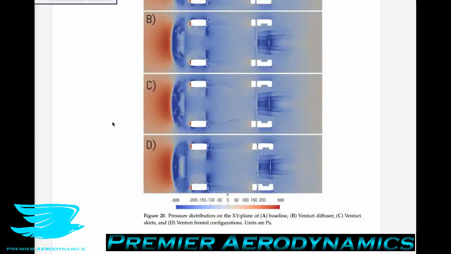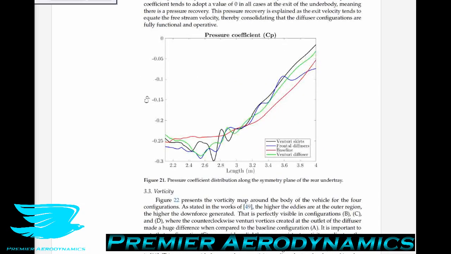So moving on, figure 21 shows the pressure coefficient along the rear half of the car's underbody with the various flow control devices. They all exhibit similar pressure coefficient trends. However, there is some waviness to the lines when any of the flow control devices are added. So we can see the red line is just the baseline car. Then as soon as we put the front diffuser or the Venturi diffuser, this line just wiggles around a lot.